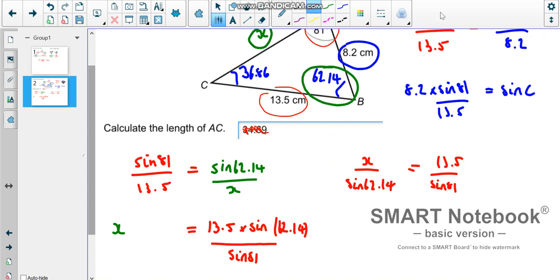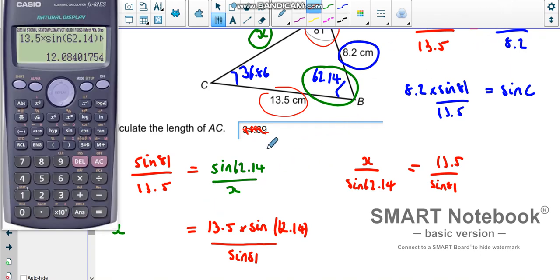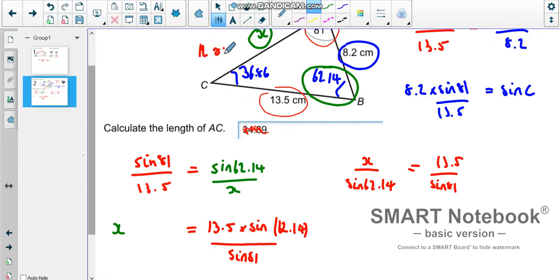So we're just going to pop that into the calculator now. There we go, and we get 12.08 for that length. So it's a multi-step problem, but it's still using the sine rule, both finding lengths and angles.